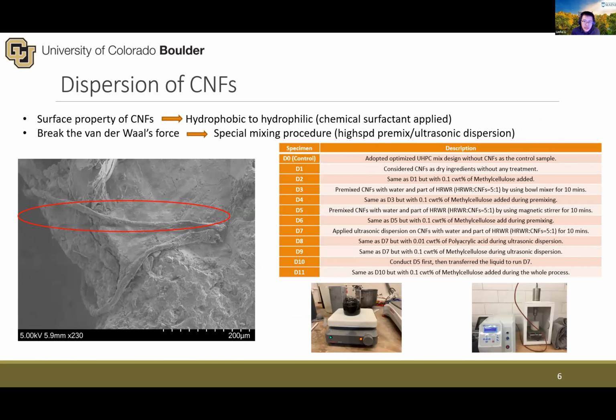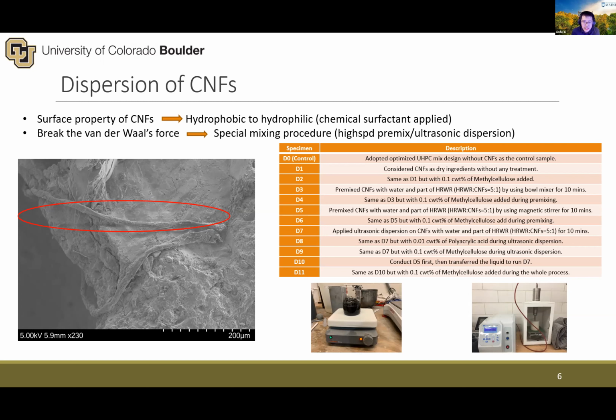The next step is the dispersion of carbon nanofibers. The agglomeration of nanomaterials blocks the way to applying them in the cement area, as I mentioned earlier. As you can see, this is the carbon nanofiber agglomeration in the SEM figure. From the length scale, this is definitely not a single fiber. It is a lot of carbon nanofibers bundled together. This issue could cause a bad effect on the cementitious material.